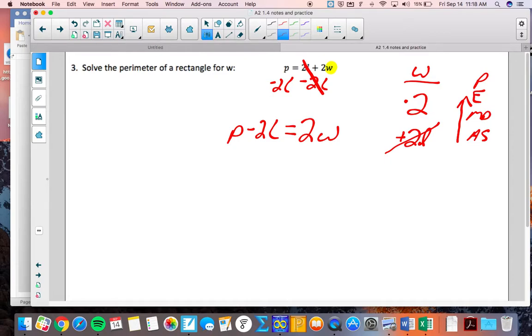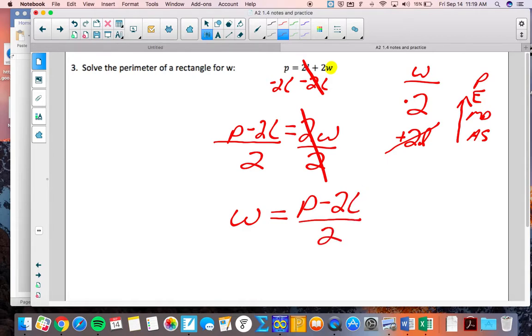I almost have the W isolated, but it's still being multiplied by 2. See right there? So to undo multiplying by 2, we divide by 2. What we do on the right side, we have to do on the left side. That entire left side gets cut in half, which means taking the entire left side and dividing by 2. So now I'm going to write, instead of bringing the W down, I'm going to actually bring it on the left side of the equal sign, and then I'm going to bring this over to the right. So we have P minus 2L all being divided by 2.